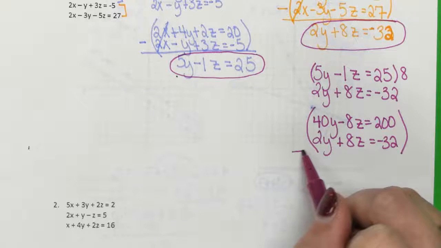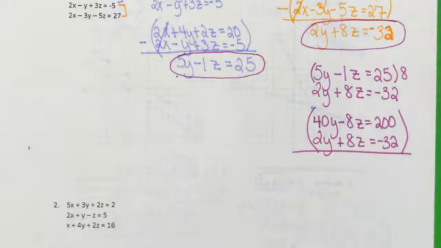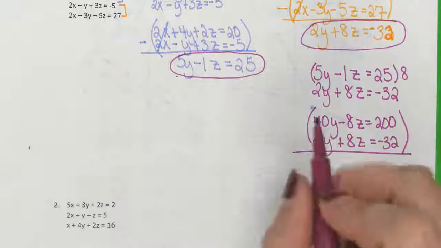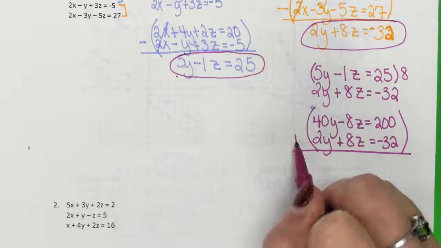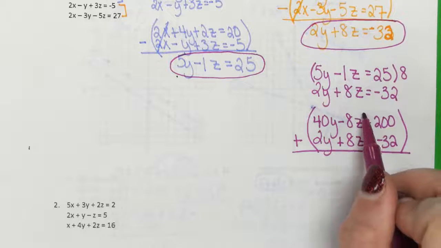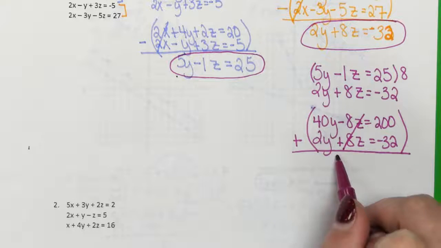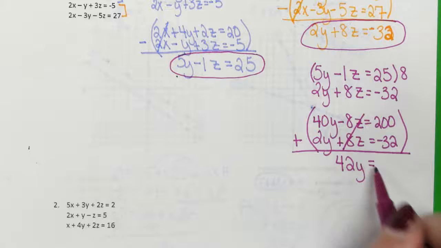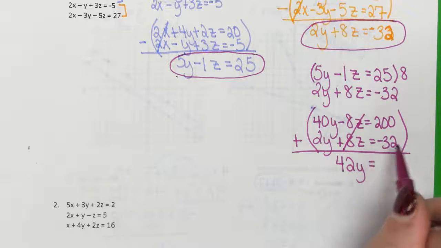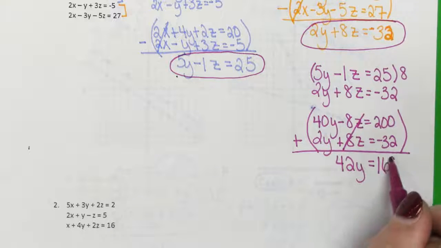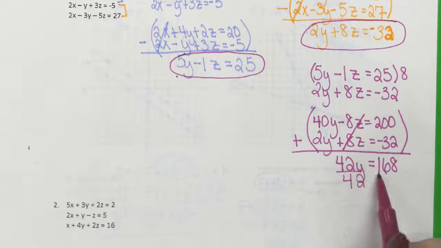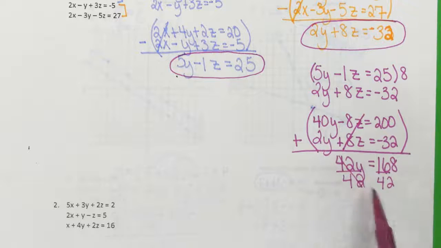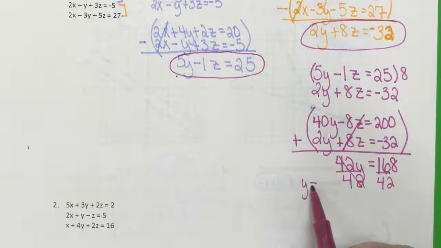Are y'all okay so far? Do y'all understand now why I was telling you how to be a pro at elimination before we moved on? Alright, how do I get rid of the 8's? No, you'd add them to get rid of them now. Yep. So 40 plus 2 is 42y. What about 200 plus negative 32? 168. There you go. Divide, and now you got y. How much? 4.